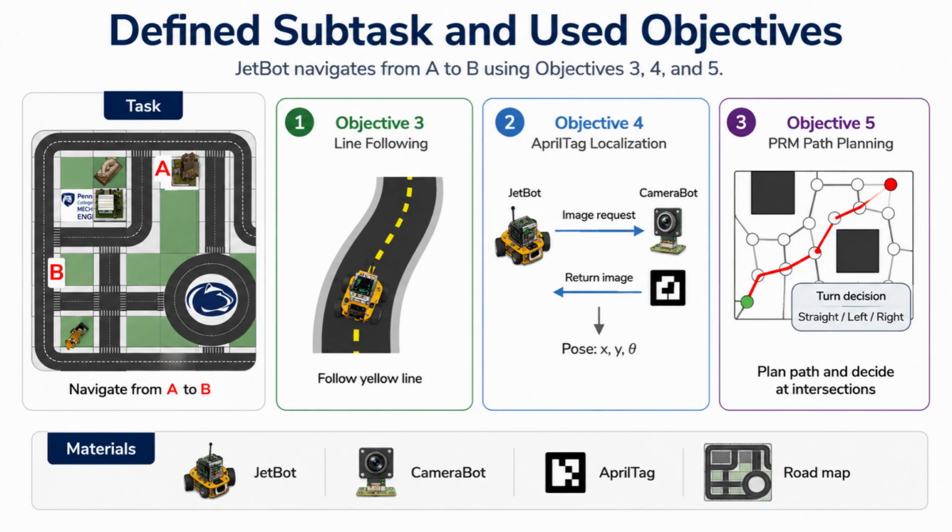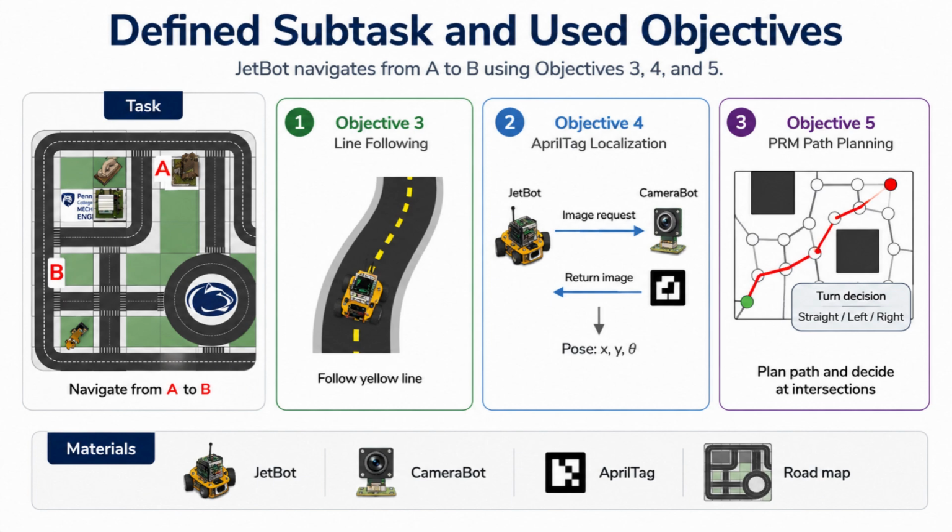For our team-defined task, we chose to demonstrate autonomous navigation from A to B while using line following, path planning, and real-time position detection using AprilTag, combining 3 of the 5 objectives into a single run. First, I'll talk about what we set up. Point A is here in the left middle road of the map, and point B is at the bottom.